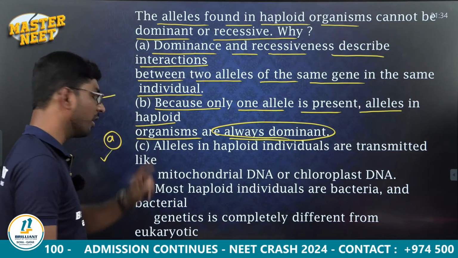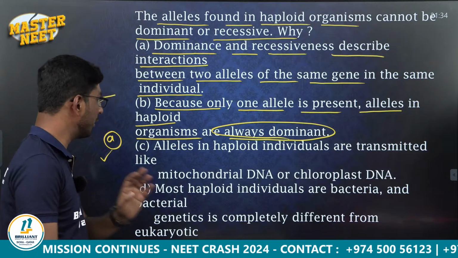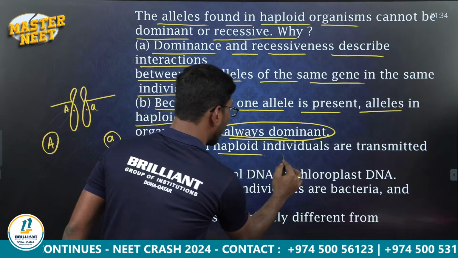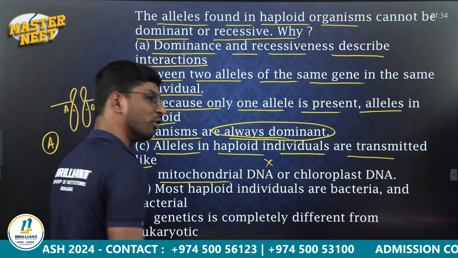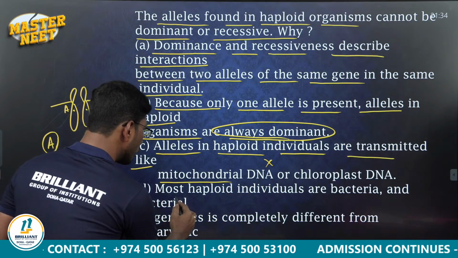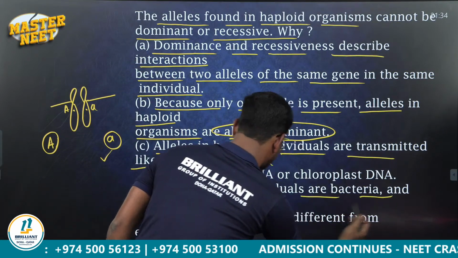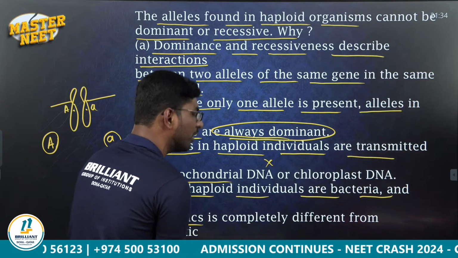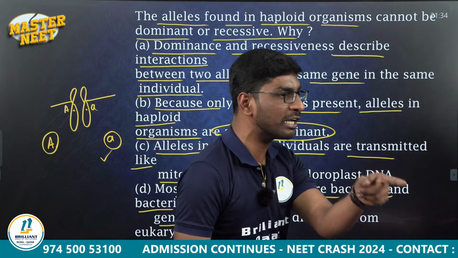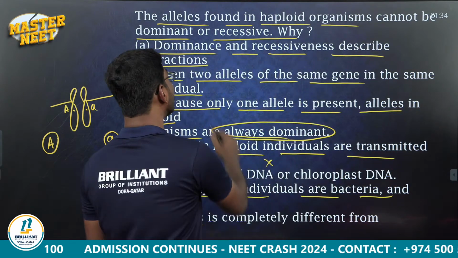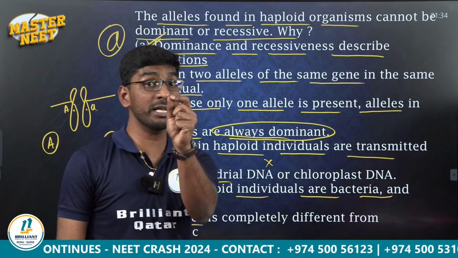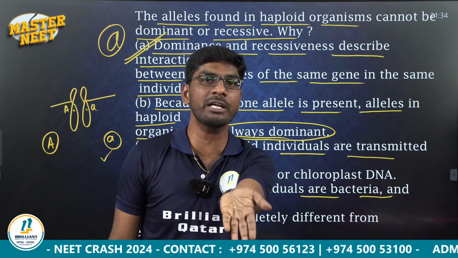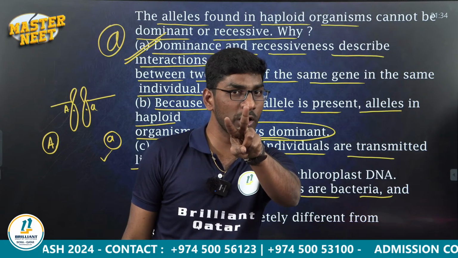Got my point? Now leave the option about alleles being transmitted like mitochondria; there is no mitochondrial allele here. Most haploid individuals are bacteria, and also the bacterial genotype. So what is the correct answer? Absolutely, answer A. Remember, haploid cells are gametes. Gametes have one out of two alleles, right?